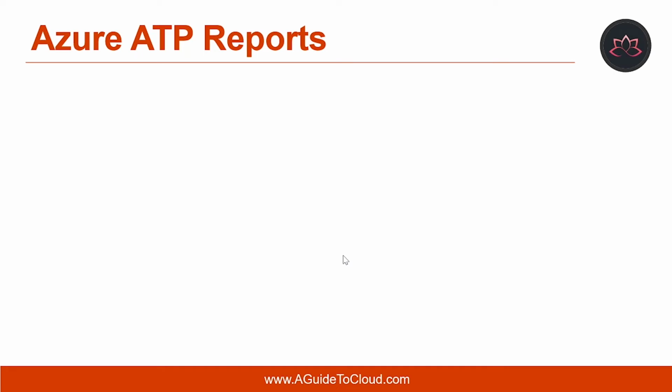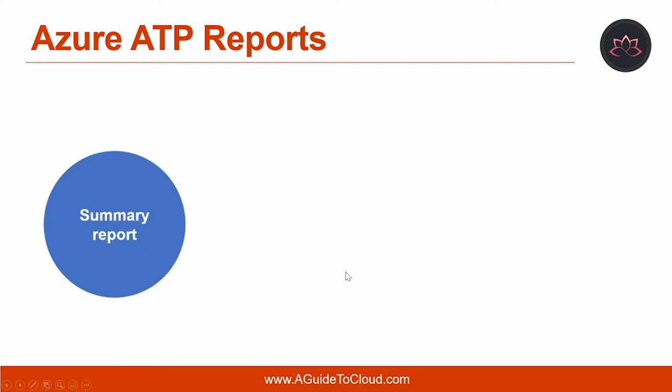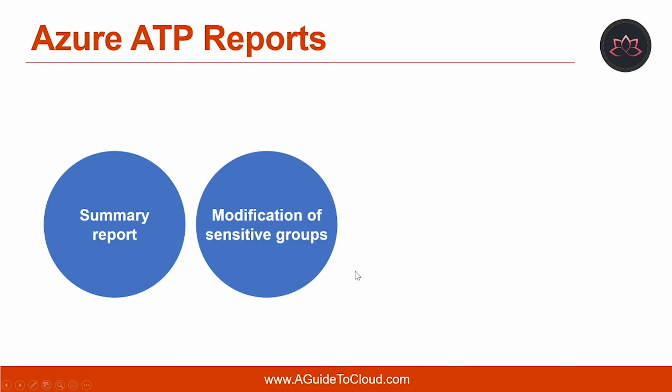And how can you generate Azure ATP reports? What are the different types of Azure ATP reports available? The first one is the summary report. The summary report presents a dashboard of status in the system. Then we have modification of sensitive groups. This report lists every time a modification is made to sensitive groups. If you are using Azure ATP standalone sensors and want a full report about your sensitive groups, it is necessary to make sure that events are forwarded from your domain controller to the standalone sensors.